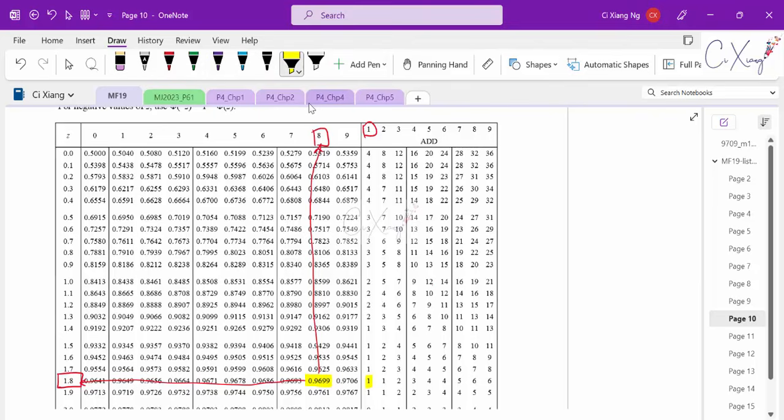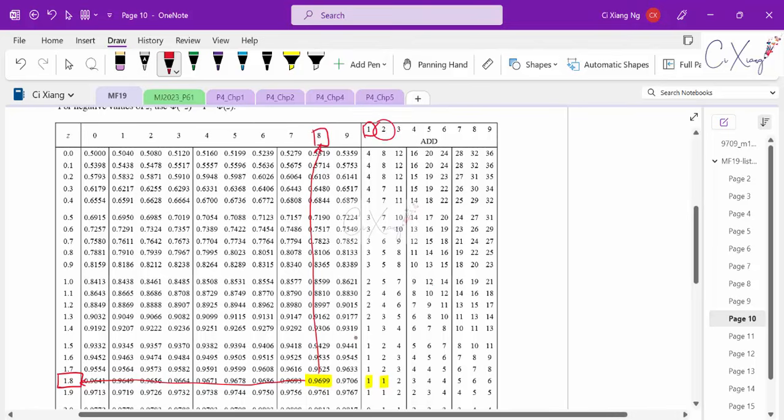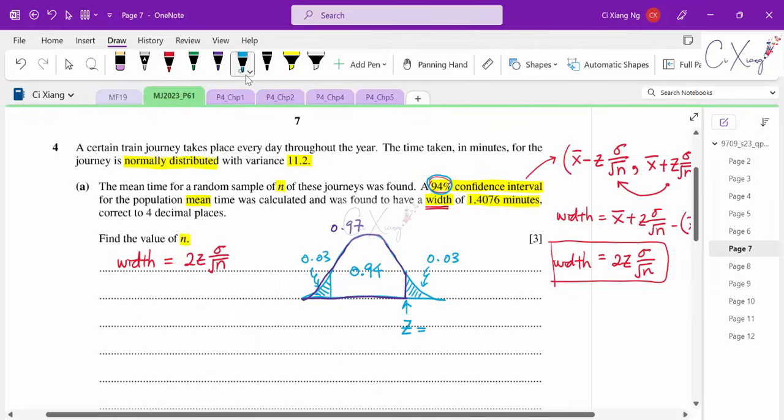Alright, so some students might ask whether they can use 1.882 or not. Basically, yes, you can, because these two will give us the same value, which is 0.97 for the probability. So I can use either one, 1.881 or 1.882. So from here, I already know that my value of z is 1.881. Of course, you can use 1.882 also, no problem at all.